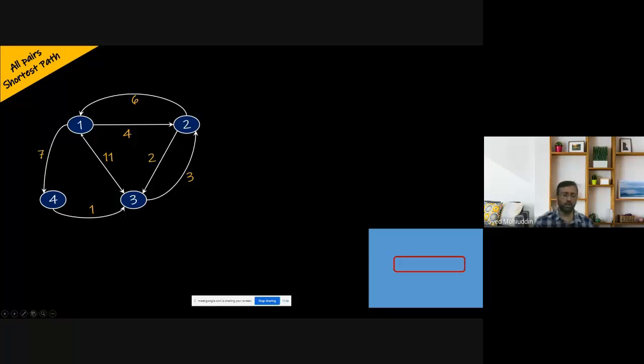Now, from 1 to 3 direct, the cost is 11, but if you have to go from 1 to 3, there is a path with the intermediate node as 4, which has cost 7, and then from 4 to 3, the cost is 1, which makes 8. This is a better path than the direct path from 1 to 3.